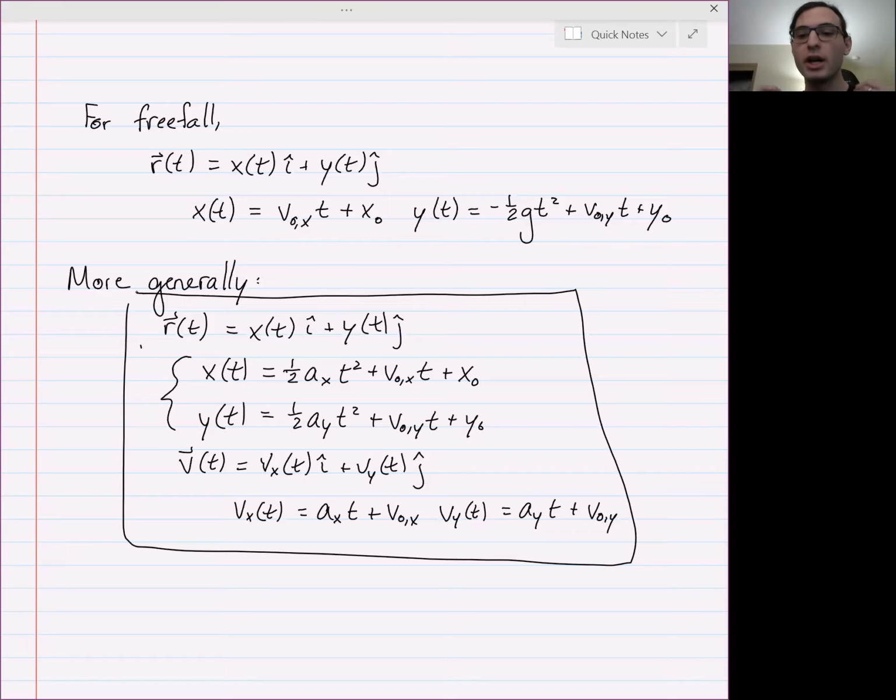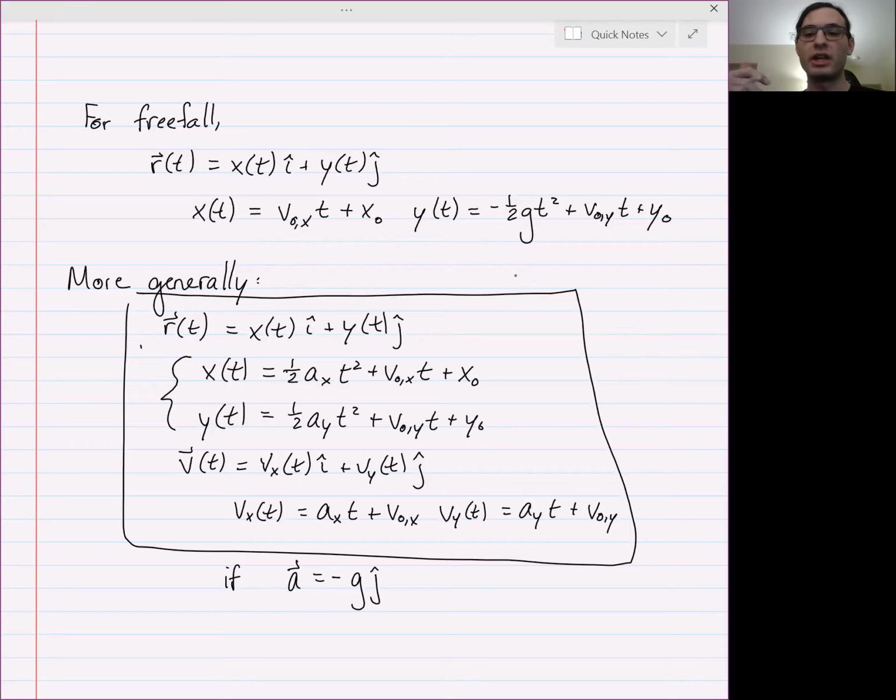But hopefully what you can see is that if the acceleration vector is just minus g in the j hat direction, i.e. if the acceleration is just downwards with magnitude g, then this spits back out the equations that I gave you before. This is just more general.